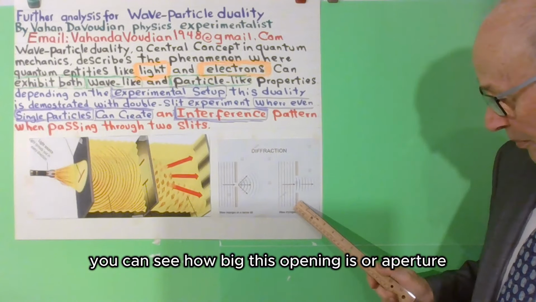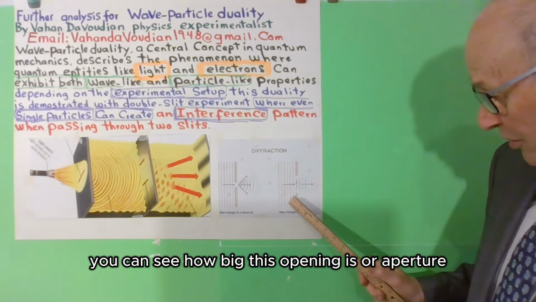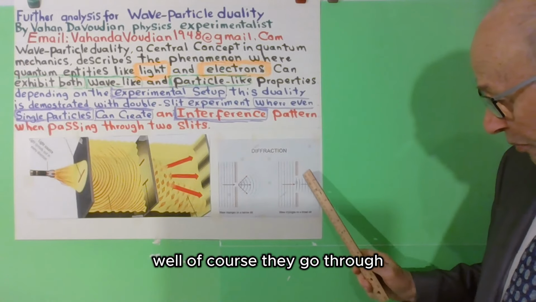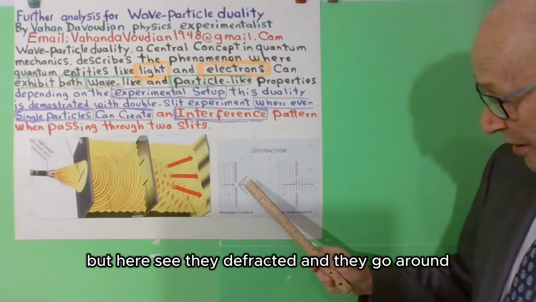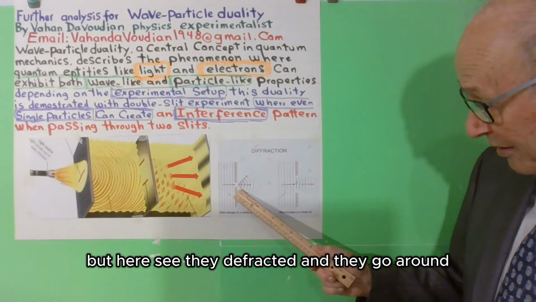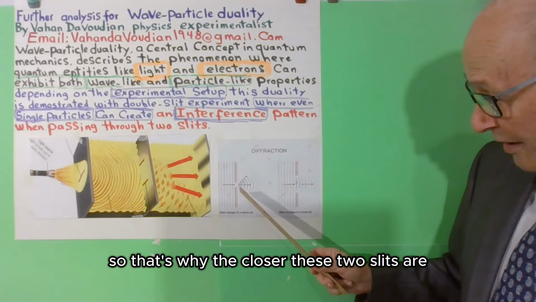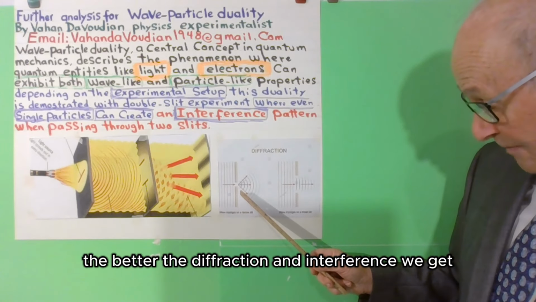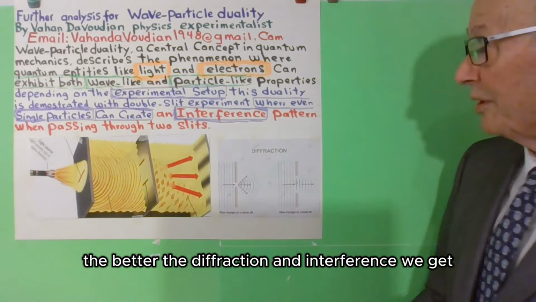This is another one that shows the same thing. You can see how big this opening, or aperture, is. See, here they are not diffracted light. Well, of course they go through, but here, see, they diffracted and they go around. That's why the closer these two slits are, the better diffraction and interference we get.